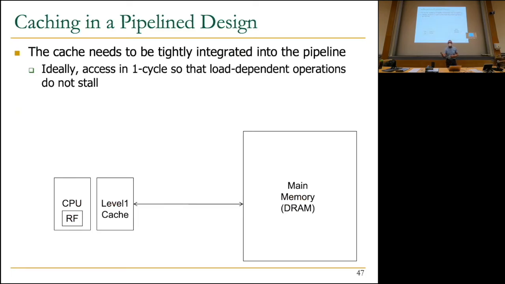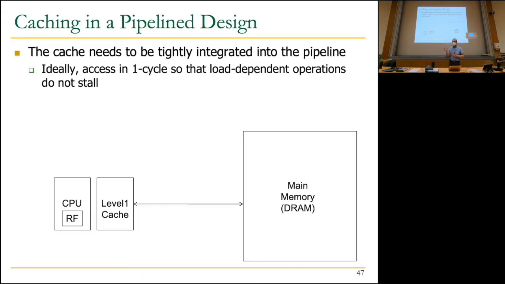Okay, so let's talk about caching in a pipeline design. So I already mentioned this. The cache, especially the L1 cache, needs to be tightly integrated into the pipeline. Ideally, remember when we were designing the pipeline, we actually had magic memory. We said in one cycle, we get the data. If we don't get it in one cycle, we stall the processor. In an out-of-order processor, you can tolerate some latencies, but if your latencies become larger, the latency tolerance becomes harder also in an out-of-order processor.